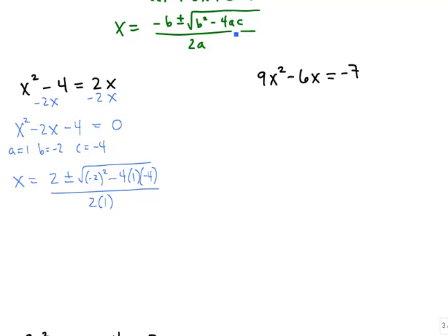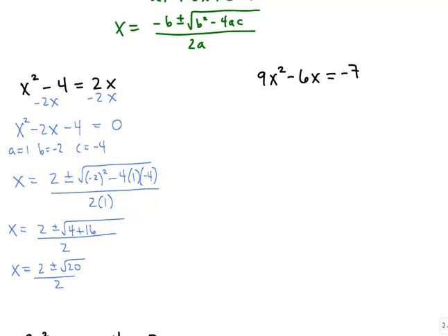So that's this formula with everything plugged in. Now we just need to simplify it. So if we start with that denominator, 2 times 1 is just 2, and now if we go to that square root, negative 2 quantity squared turns into a positive 4 because we're squaring the negative, which makes it go away. And then minus 4 times 1 times negative 4. Two negatives make this positive, and 4 times 4 is 16. So under that radical, we get 20. 4 plus 16 is 20.